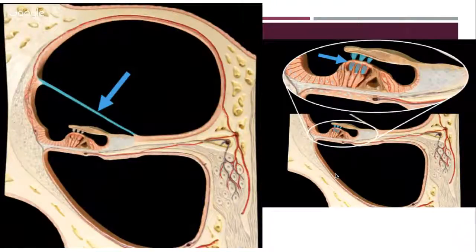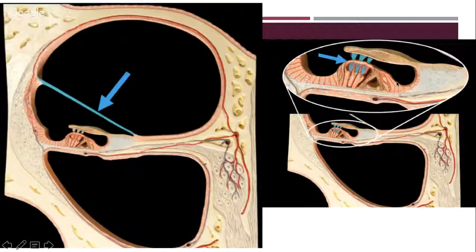So zooming in now to the cochlea, the structures within the cochlea, we have the scala vestibuli, and the scala tympani down here, and the scala media right here, this space. And then this membrane here is called the vestibular membrane.